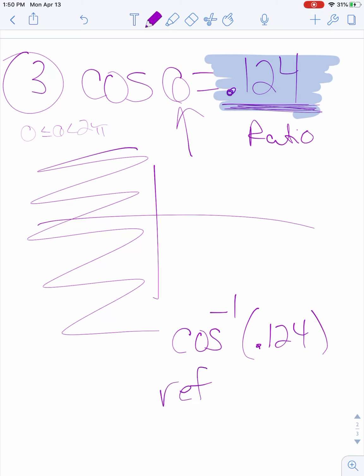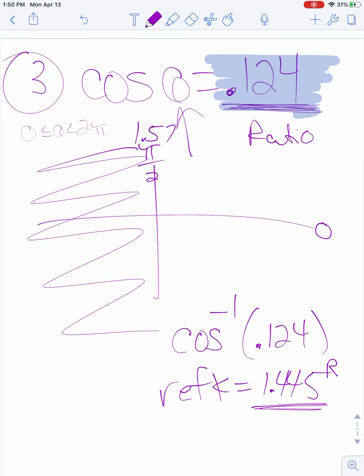So I get a reference angle of 1.445. Look at how close the ratio and the angle are. That's why it's ugly. You're going to have decimals out of the wazoo. You have to understand what these decimals mean. So this is an angle. That's an answer. I'm going to put the R up there for radians. Keep in mind, 0 to pi over 2 is always our reference angle, which as a decimal, by the way, is 1.57. So all of your reference angles are going to be between 0 and 1.57.